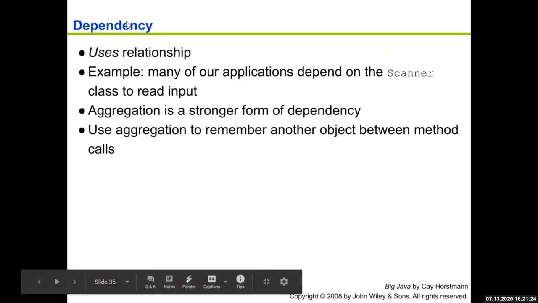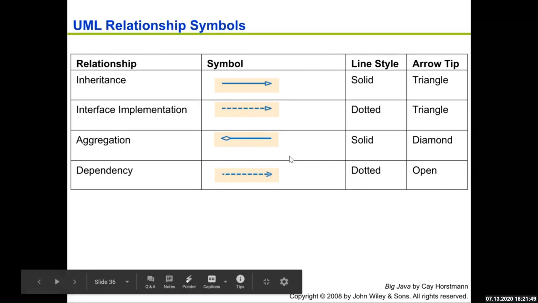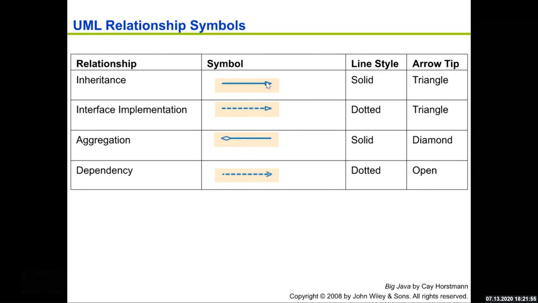So, dependencies. Dependency uses relationship. Many of our applications depend on the Scanner class to read input. Aggregation is a stronger form of dependency. Use aggregation to remember another object between method calls. So these are the different symbols if you were doing a UML diagram. Inheritance is a solid line with a triangle on the end. Interface implementation is a dotted line with a triangle tip. Aggregation is a solid line with a diamond tip, and dependency is a dotted line with an open arrow tip.